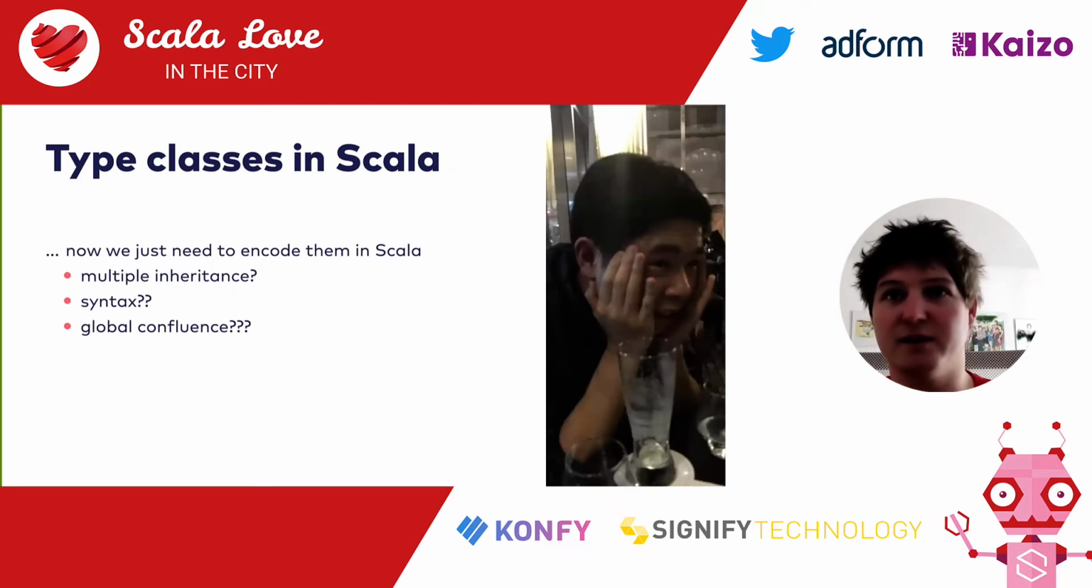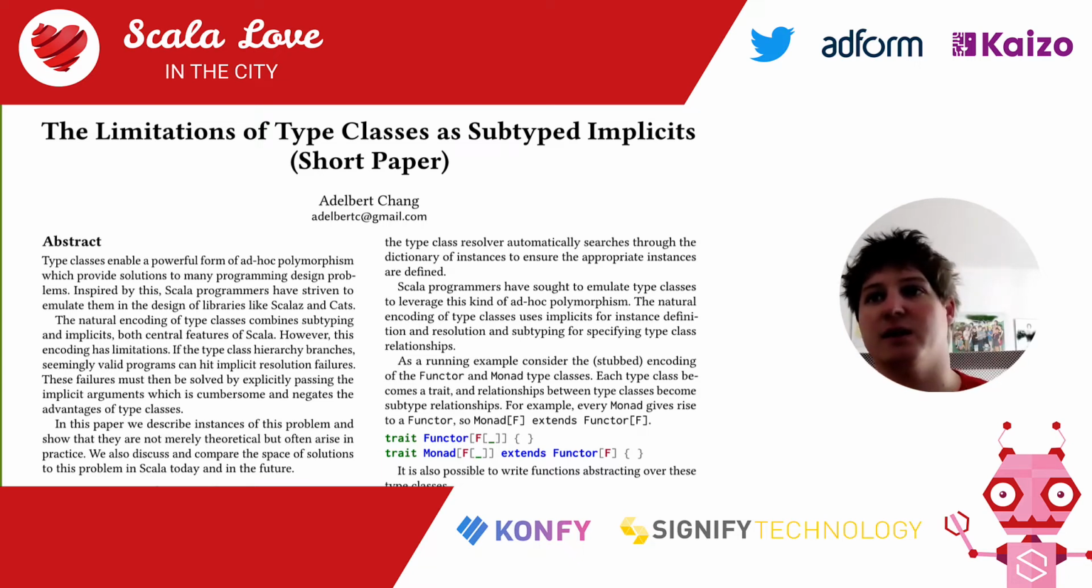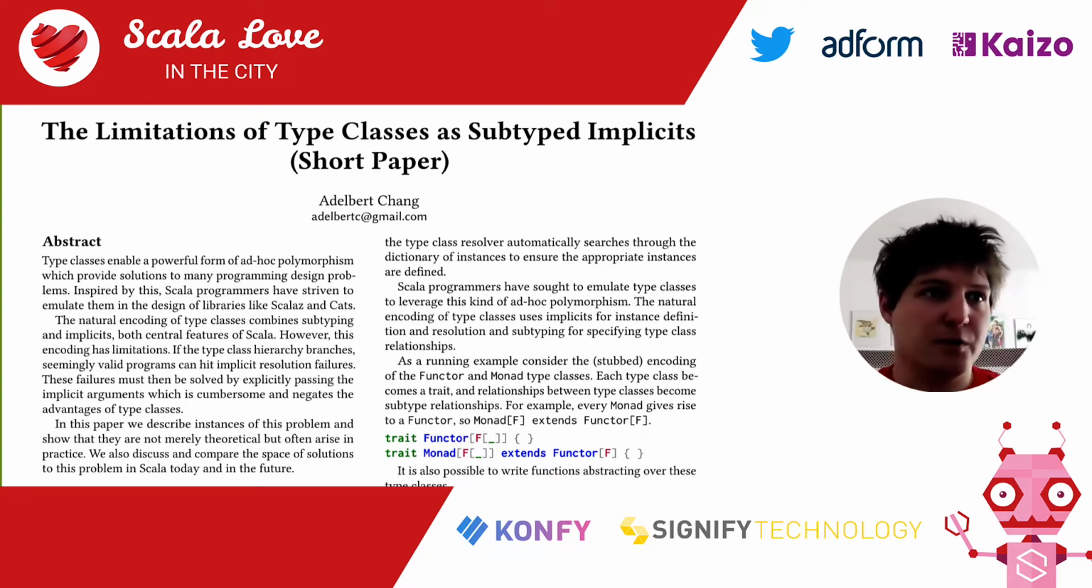So here's a guy, his name is Albert, and he thought about all of these things, and he was just very confused. So in order to get a better understanding, he wrote this paper, which appeared at the Scala Symposium. And here he basically explained what the limitations are of the common encoding of type classes in Scala. Yeah, so if you are interested, you can read this paper. It's 6 pages. It should be understandable without having an academic background.